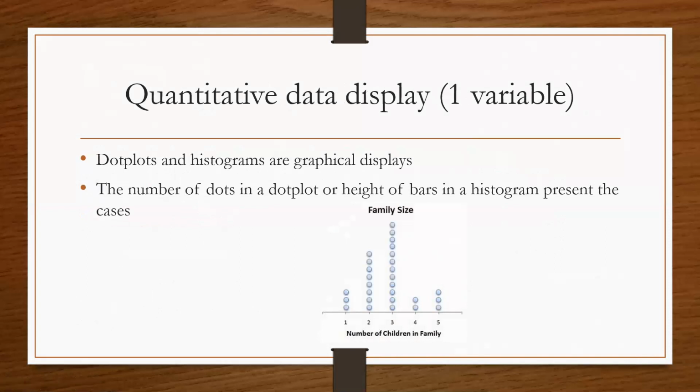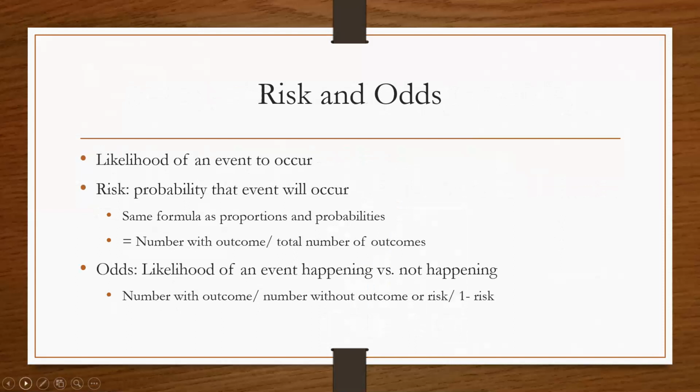All right, so now that we've passed from the categorical stuff, now we're going into more quantitative stuff. How you really display quantitative data is using dot plots and histograms. They're similar to bar graphs, but instead it's called a dot plot and a histogram. For dot plots, you just count the number of dots, and for a histogram it's the height of the bars, and that's how you visualize quantitative data with only one variable.